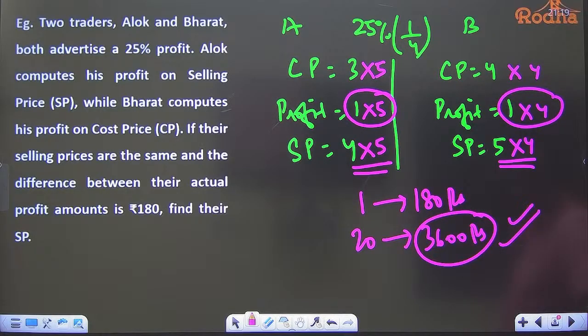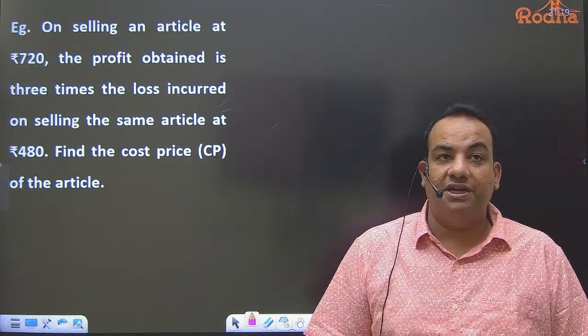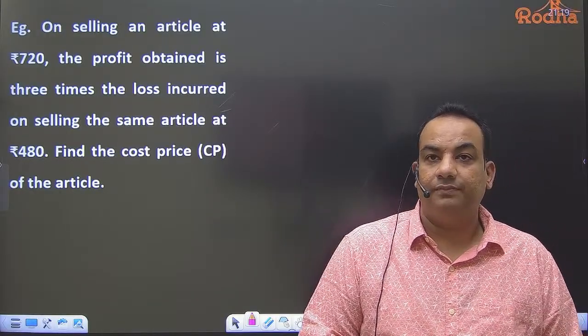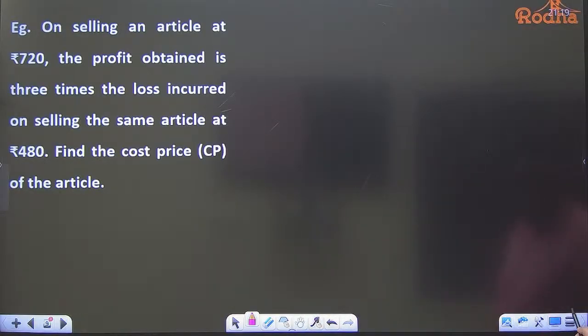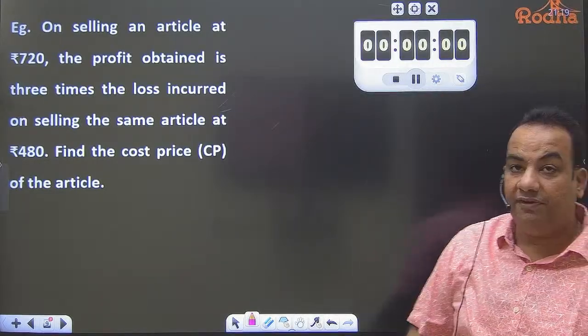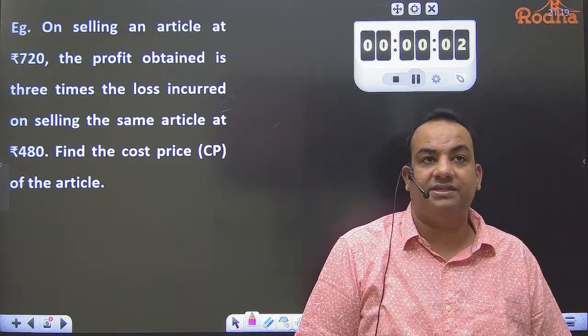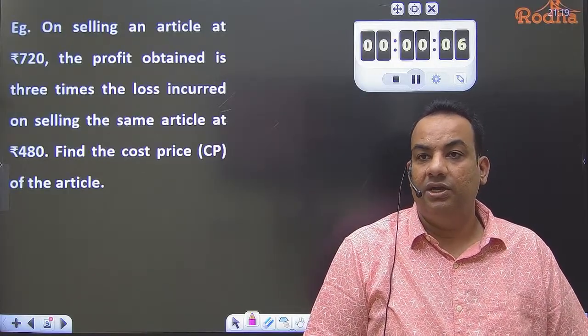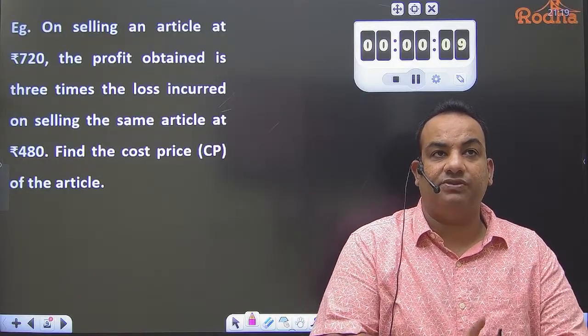Okay. Now I'm moving to the next question. So 20 units is 3600 rupees. All of you just read this question and try to do this. A very easy question. I'm again giving you 45 seconds for this question. Try this. Okay, take 60 seconds. Do this question. 60 seconds for this question.